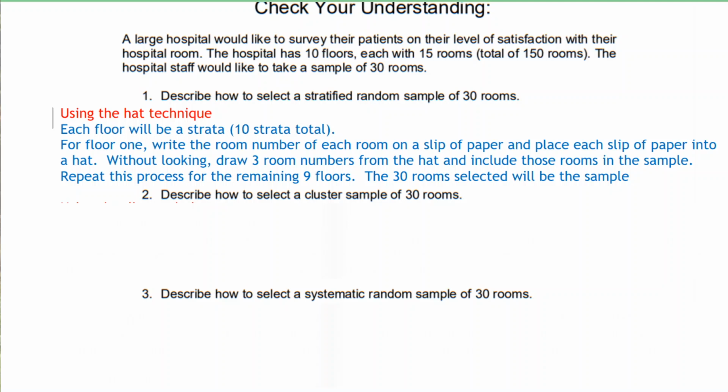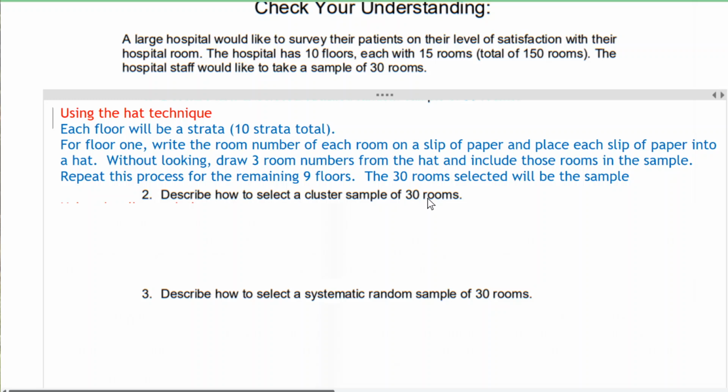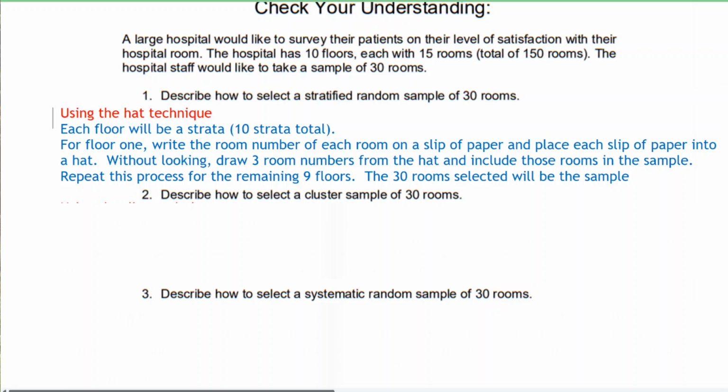Now, I like the hat technique. You can use it in almost every situation. And if you memorize how it's done, then you will always have a really good response. So hat technique comes recommended. Next, how about the cluster sample of 30 rooms? Well, what would be the cluster?